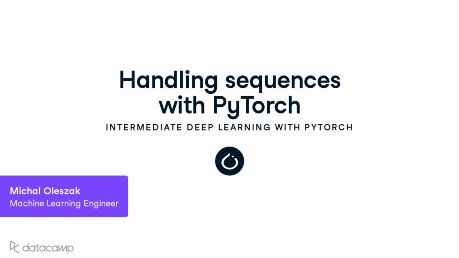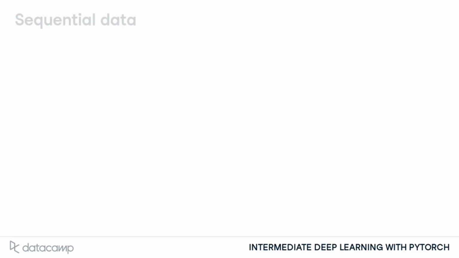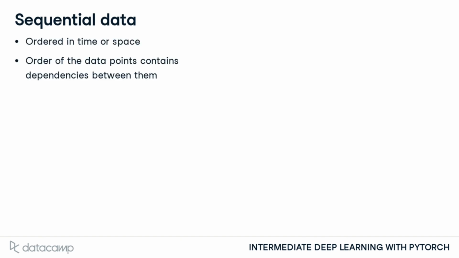We've learned how to handle tabular and image data. Let's now discuss sequential data. Sequential data is ordered in time or space, where the order of the data points is important and can contain temporal or spatial dependencies between them.